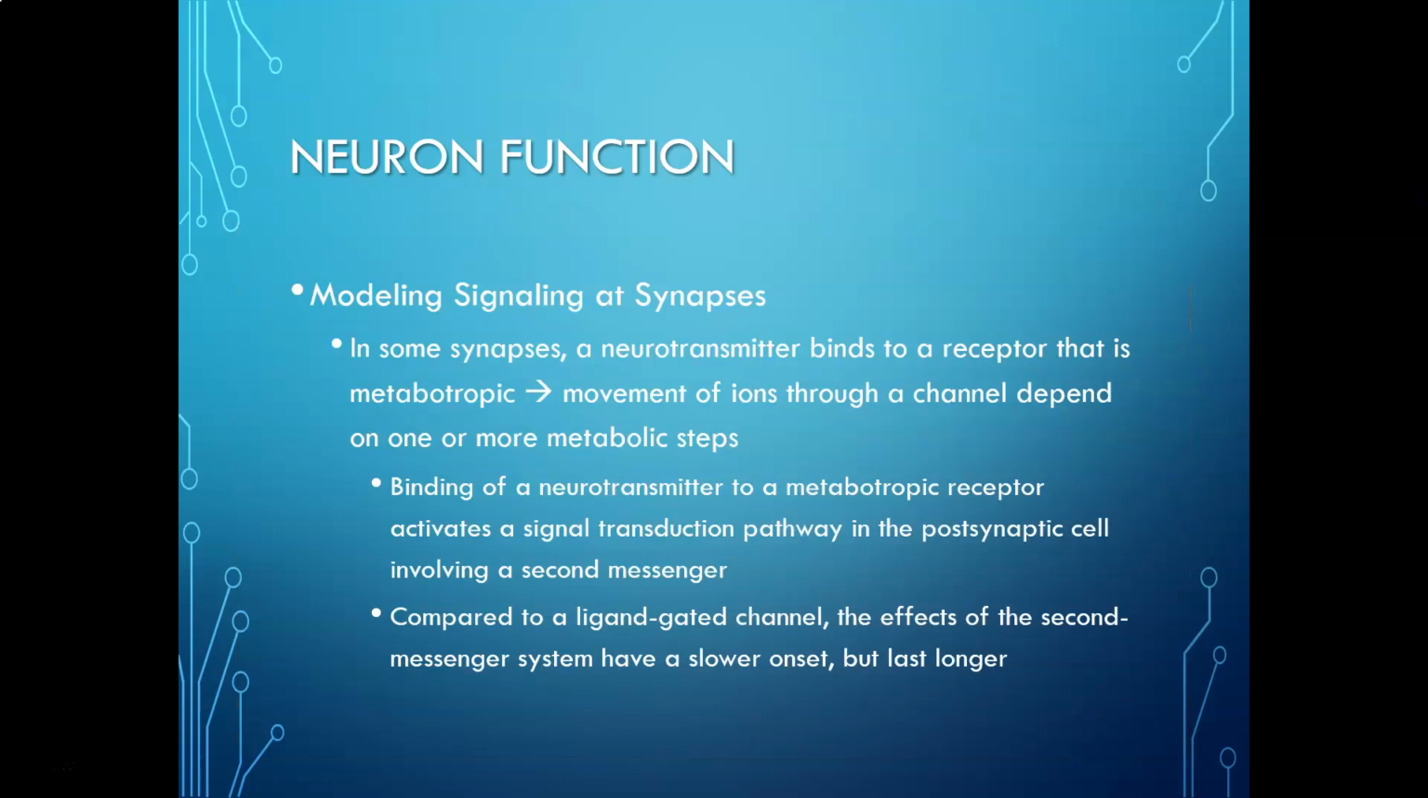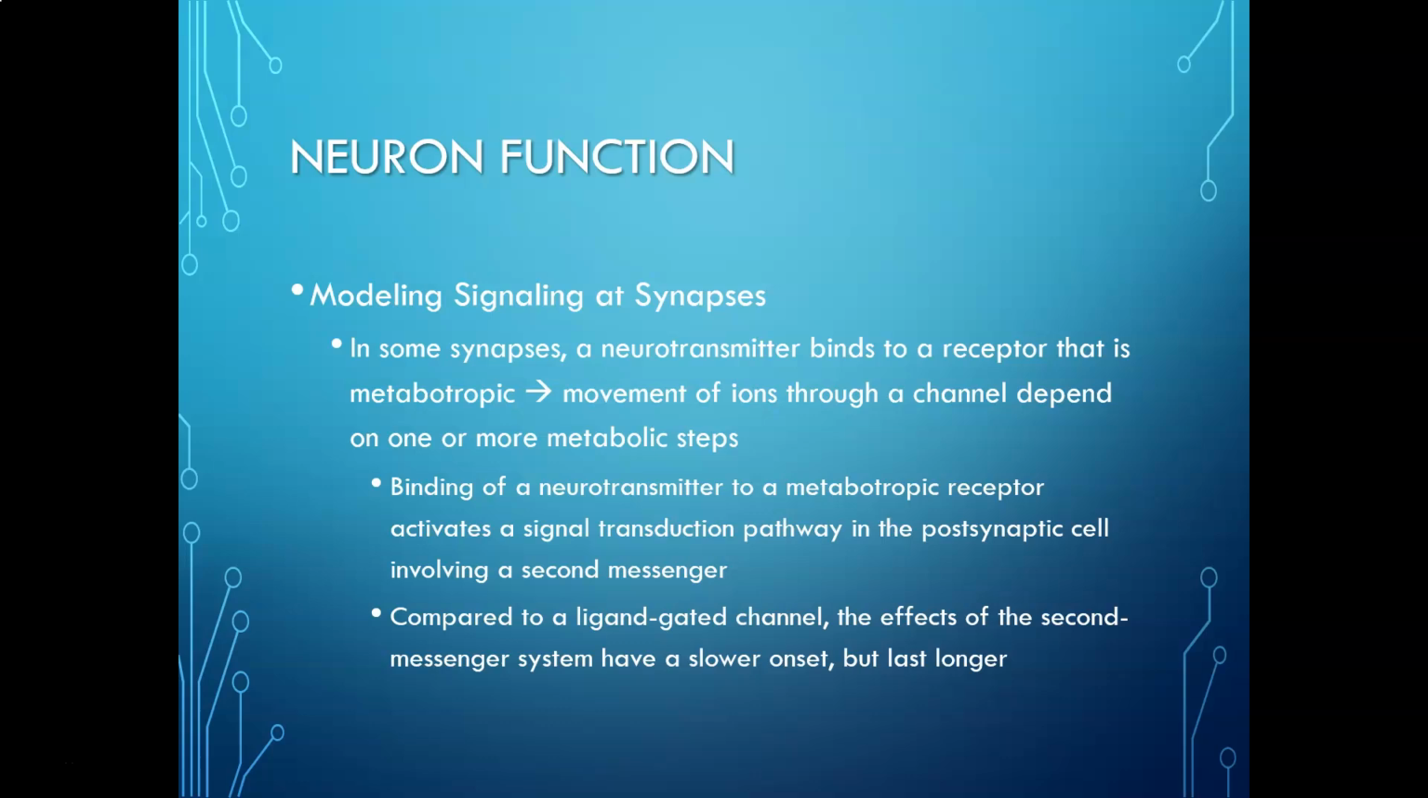So in some synapses, we can have a neurotransmitter that binds to a receptor that is metabotropic, meaning that the movement of those ions depends on one or more metabolic steps. So the binding of that neurotransmitter may activate a signal transduction pathway inside the cell that involves some sort of second messenger that may also cause some other changes to occur. But compared to those ligand channels, these second messenger systems are a lot slower. But on the flip side, they last longer. So it's a little bit more like an endocrine signal in a neuron as opposed to just a strict electrical one.